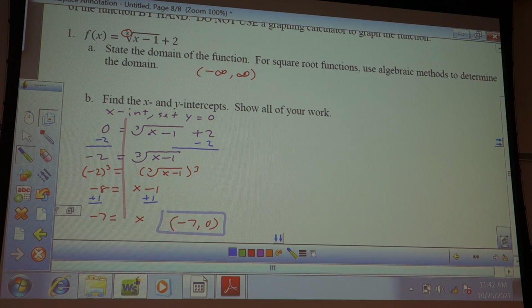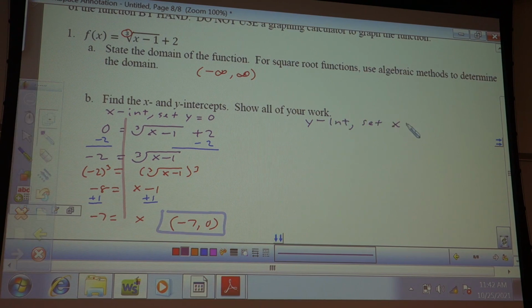Oh, no, I'm sorry. This is the next one. Y is 0. Good. Now the next one, this one is the y-intercept. Yeah, so you got -2, which means we're going to set x equal to 0. And then we're going to write a function again, only we're going to put in 0 for x and then solve.